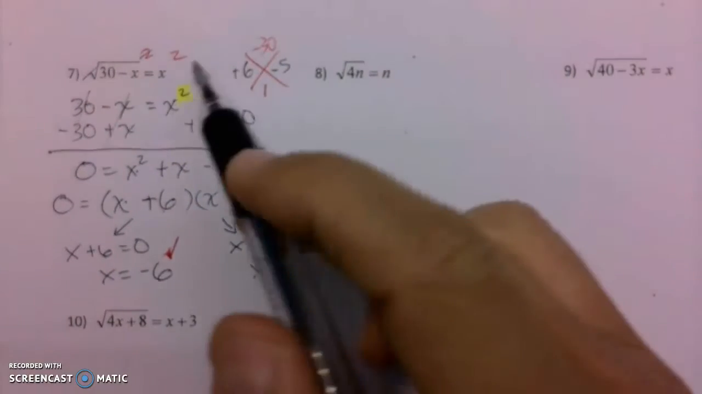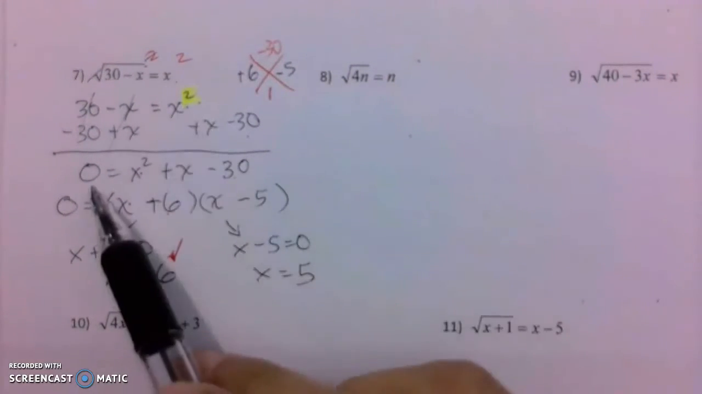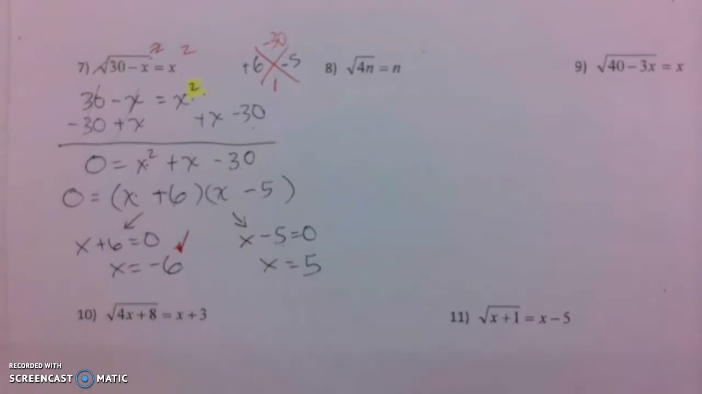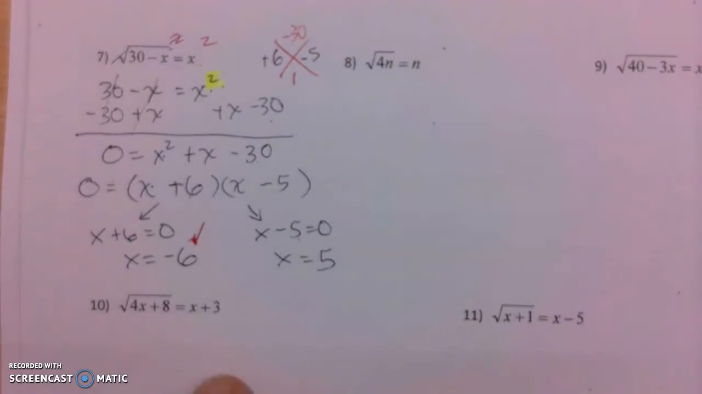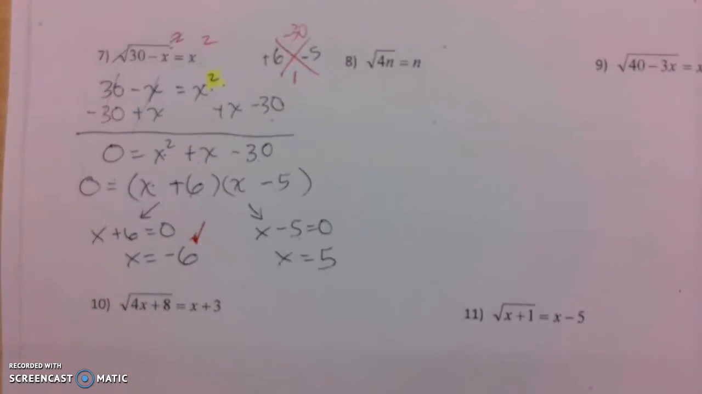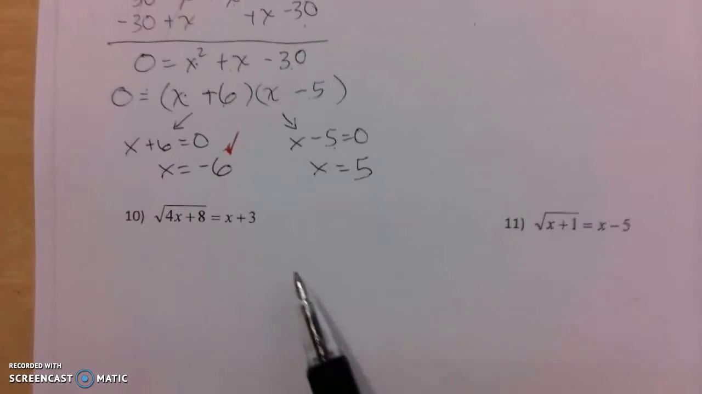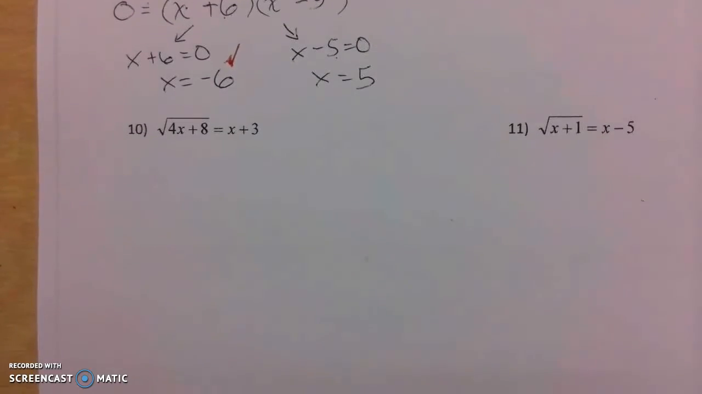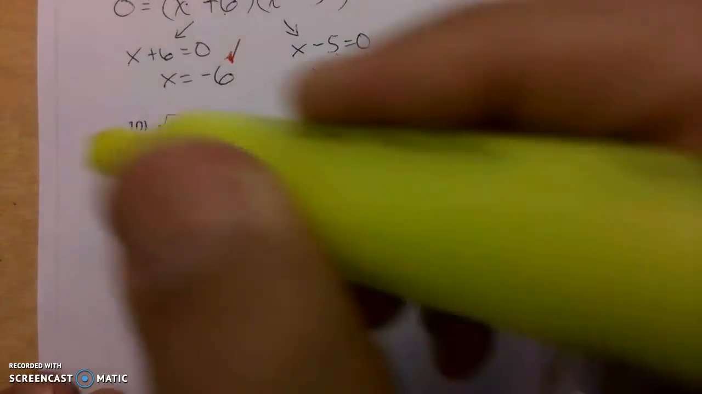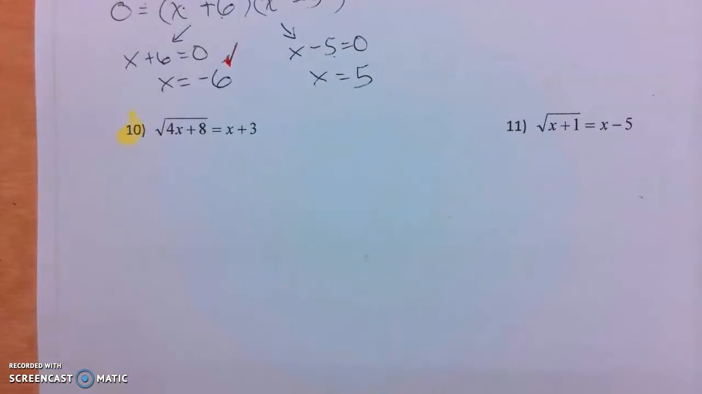So you're going to square both sides. You're going to end up with a quadratic. Get it to 0. Get your two answers. That's going to be the case for number 8, 9, 10, and even 11 there. Okay, I'm going to do number 10 here. And this is just the same process, but it's just going to be super duper hard algebra.